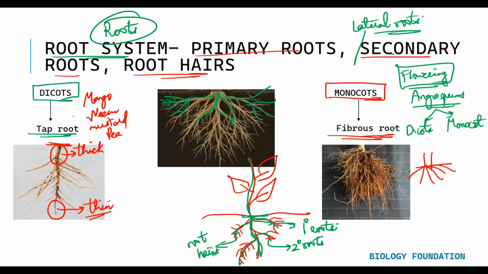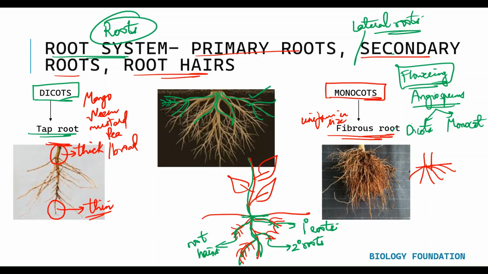Unlike the taproot, where we know that one end of the root is thick in size and the other end is thin, in fibrous roots the roots are all uniform in size. No such thick and thin. They are completely uniform in size, the same size and thickness throughout. Whereas in a taproot, at the origin it is quite broad or thick, and at the end it is quite thin. But that's not seen in fibrous roots.